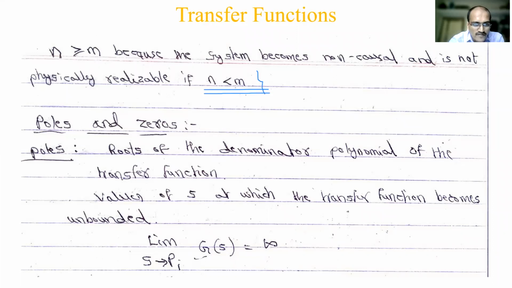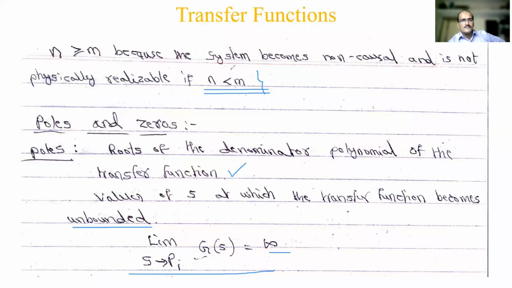So how do you define poles? Poles and zeros I mentioned, and now I'm trying to define them. Poles are the roots of the denominator polynomial of the transfer function, the values of s at which the transfer function becomes unbounded. In mathematical way, the limit of g of s as s tends to pi, where pi means the pole at the ith position, is infinity. So the values of s at which the transfer function becomes unbounded, beyond the boundary, we call the poles.